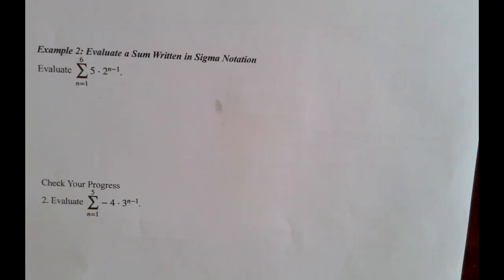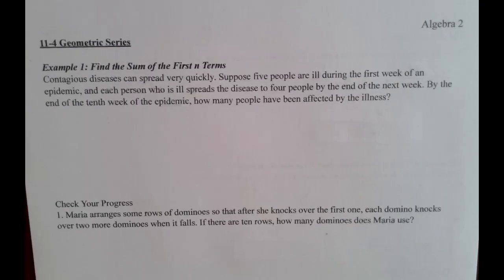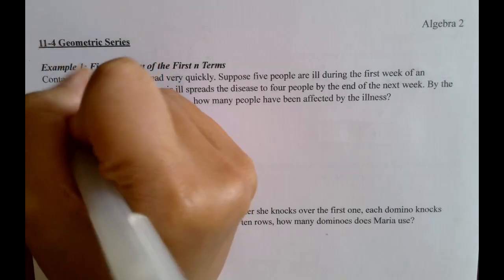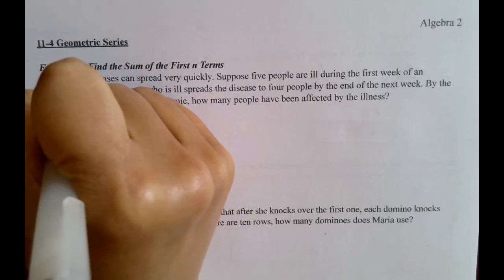Okay, so let's get started with example 1. It says contagious diseases can spread very quickly. Suppose 5 people are ill during the first week of an epidemic, and each person who's ill spreads the disease to 4 people by the end of the next week. We want to know by the end of the 10th week of the epidemic how many people have been affected by the illness.